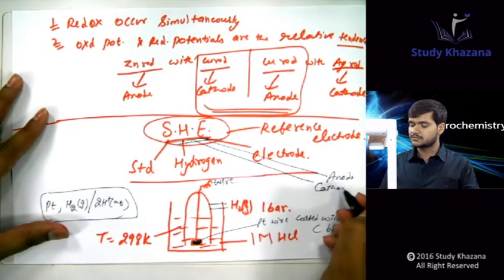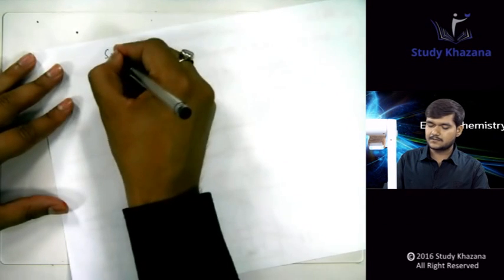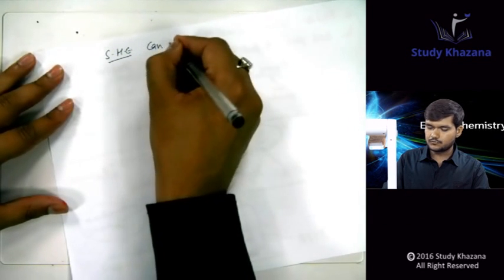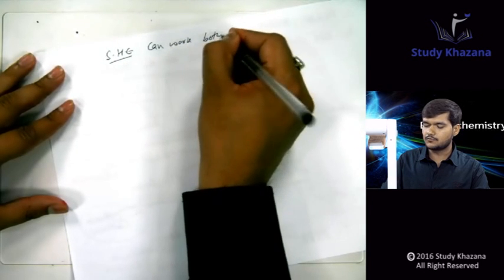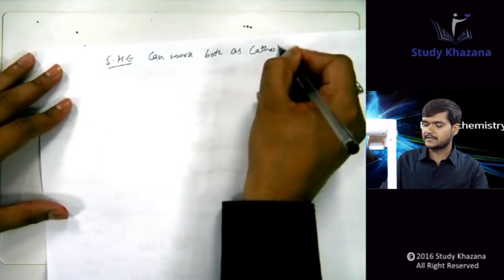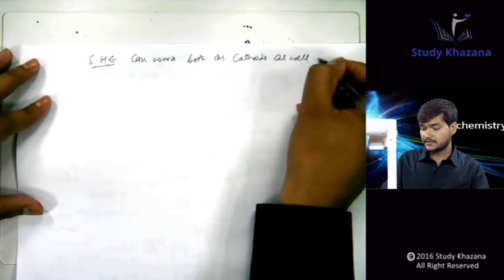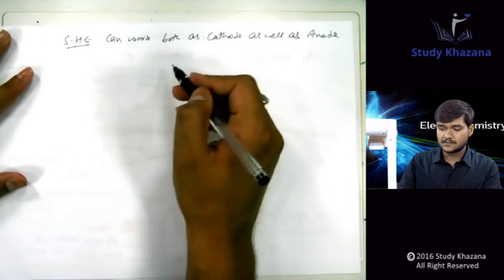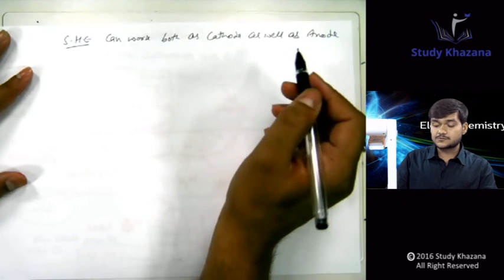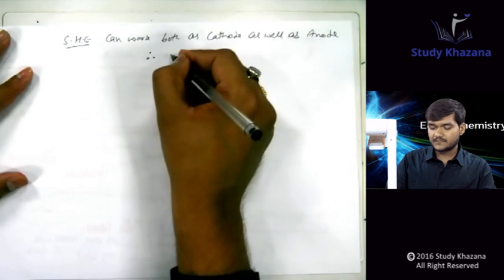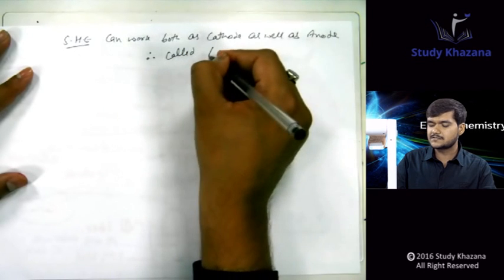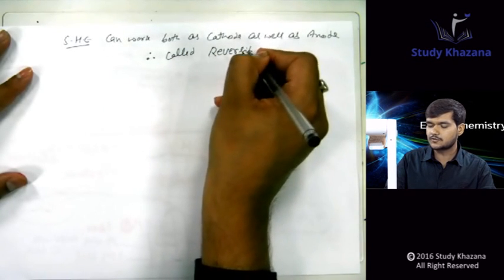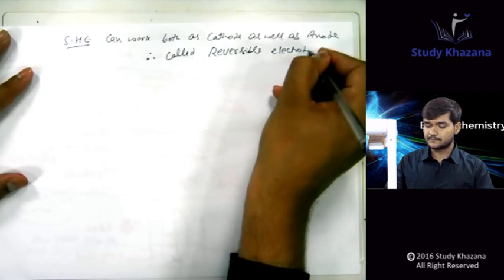So this SHE can work both as cathode as well as anode. It depends on the metal with which you are connecting this. So it can work both as anode as well as cathode. Therefore it is also called a reversible electrode.